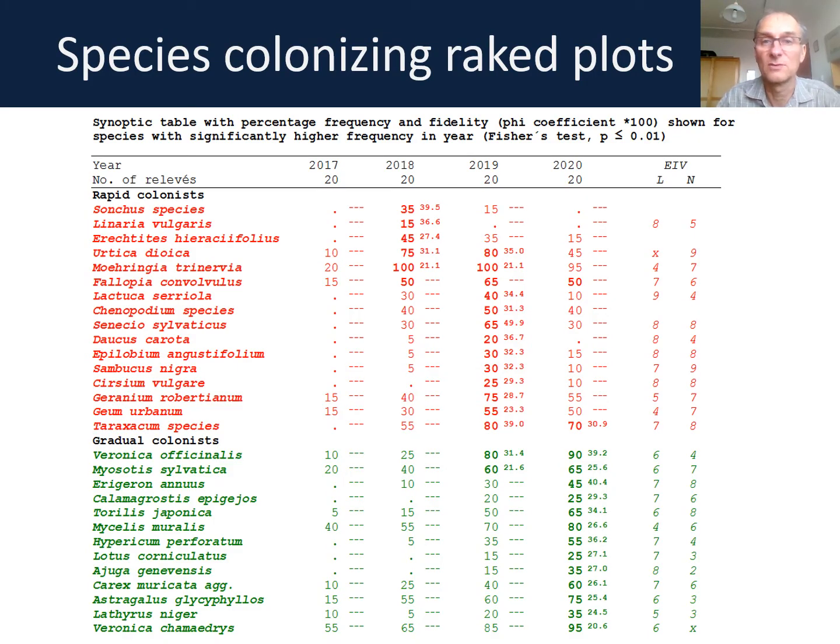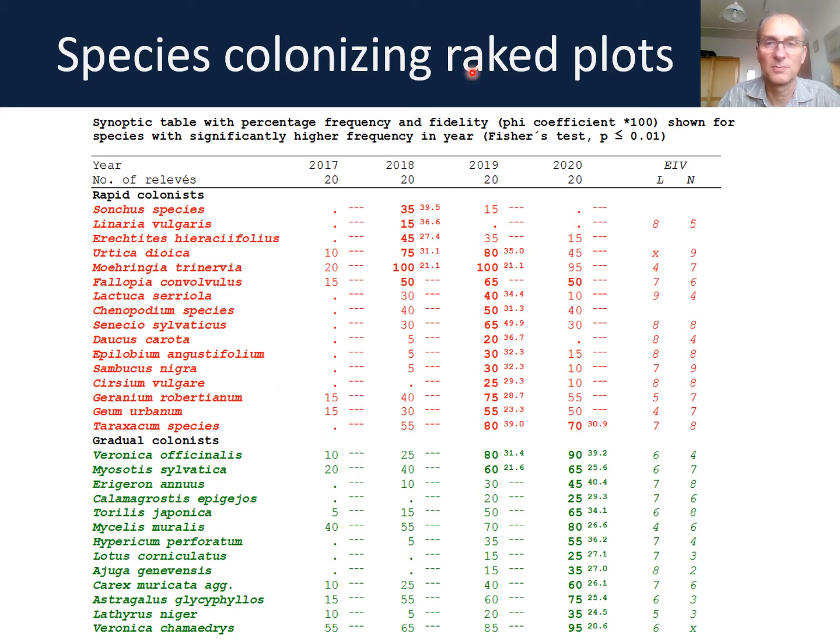Better insight into the species composition change in raked plots is provided by a synoptic table with frequencies and positive fidelity values, shown only for species with significantly higher frequency in a particular year. The species can be classified into the group of early colonists, which consists mainly of ruderal and annual species, which were mostly missing in the first year of sampling.